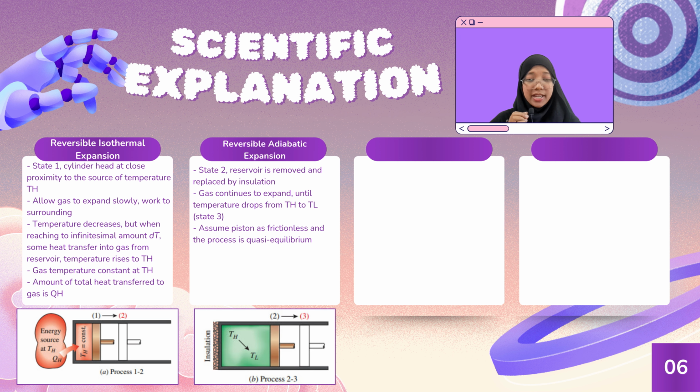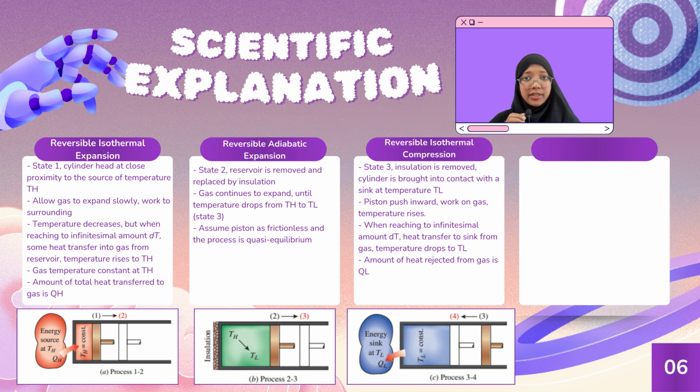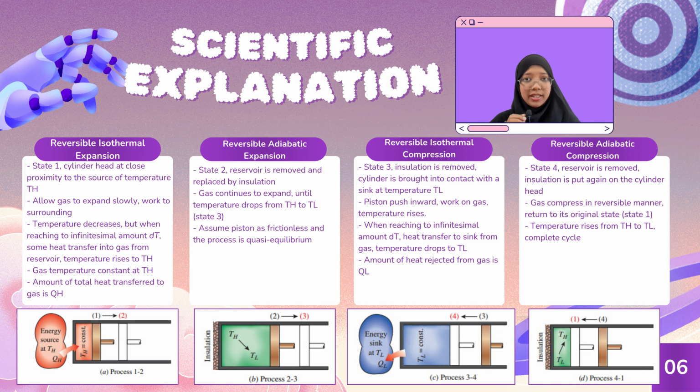Secondly, reversible adiabatic expansion. The reservoir is replaced by insulation. The gas continues to expand until the temperature drops from TH to TL. Thirdly, reversible isothermal compression. The insulation is removed and the cylinder is brought into contact with the sink at temperature TL. The piston is pushed inward, doing work on the gas. Temperature rises as the gas compresses. When reaching an infinitesimal amount of temperature change, heat is transferred to the sink from the gas, and the temperature then drops to TL and remains constant. For the final process, insulation is put back on the cylinder head. The gas is compressed and returns to its original state. The cycle is complete when the temperature rises from TL to TH.